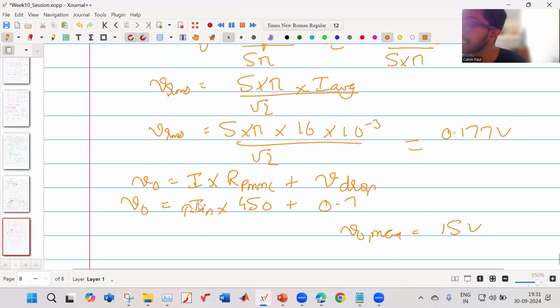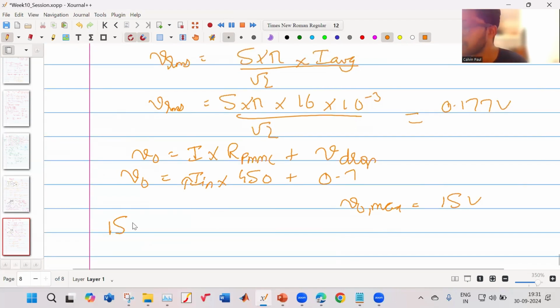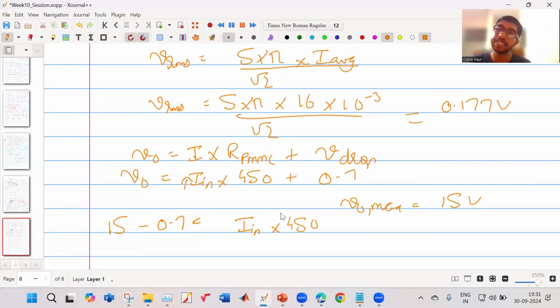So if your input current is increasing, your output voltage can increase as long as it is within 15 volt. If it goes above 15 volt, then this relation is not valid. There will be some change. Your current will not flow, or it may get clamped. Okay. So now, at the peak, 15 minus 0.7 is the input current into 450. Now, this input current is not the actual input current. It is the peak, when your current is at the peak, how much it can flow.